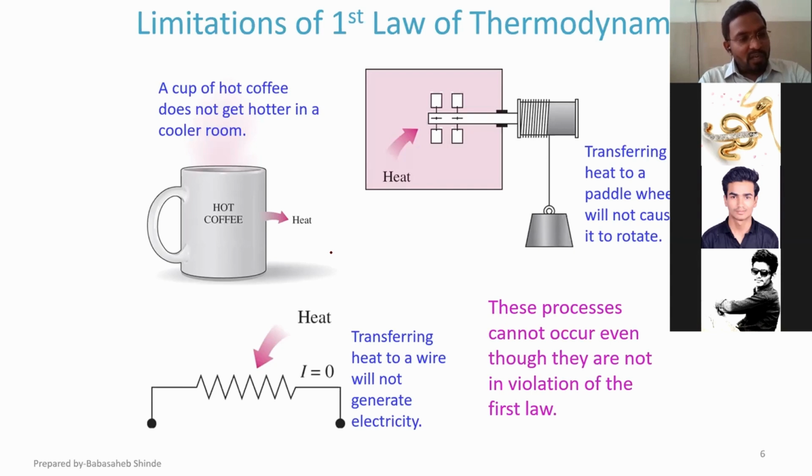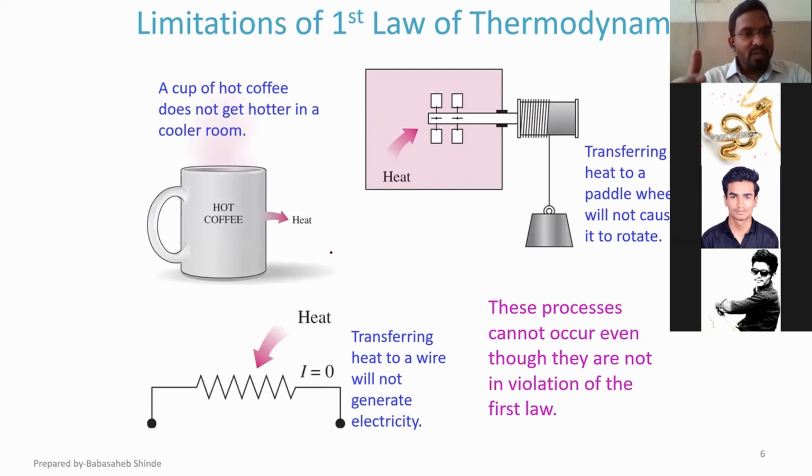Second one, it does not talk about the condition under which that conversion is possible. It says that heat can be converted into work or work can be converted into heat, or one form of energy can be converted into another one, but that conversion will be possible under specific conditions. And first law never talks about those specific conditions, right? That is another limitation.